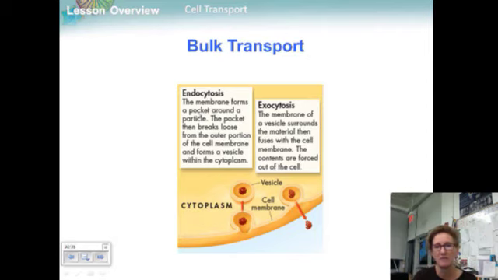Endocytosis is the process of taking material into the cell by means of infolding, brings it in, or pockets of the cell membrane. The pocket that results breaks loose from the outer portion of the cell membrane and forms a vesicle or vacuole within the cytoplasm. Large molecules, clumps of food, and even whole cells can be taken up by endocytosis. Two examples of endocytosis are phagocytosis and pinocytosis.